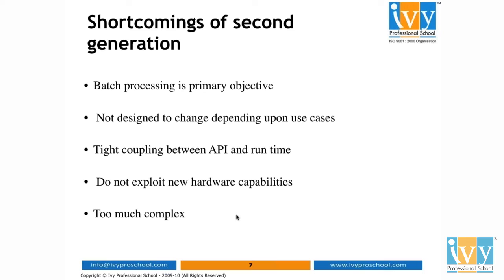Till now, Hadoop is treated as second generation, and we are moving to the third generation with Spark. So what were the shortcomings still there? Batch processing was the primary objective, and it was not designed to change. Everything was map and reduce. Everything you had to write in map, reduce, and Java programs. That was not feasible, and it was becoming too complex also.